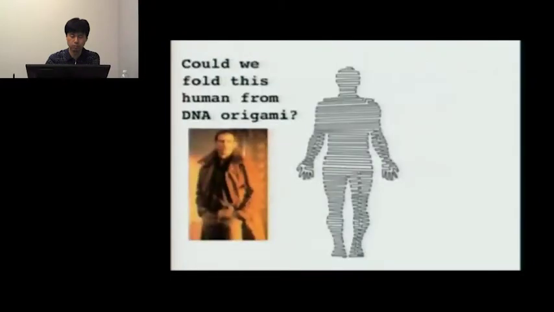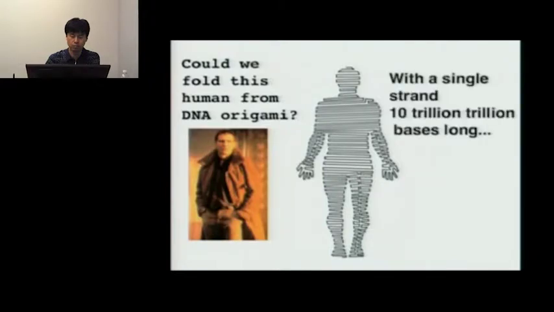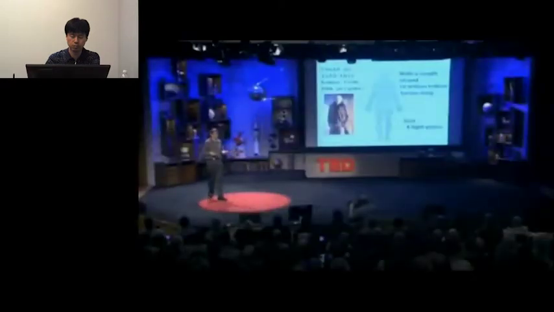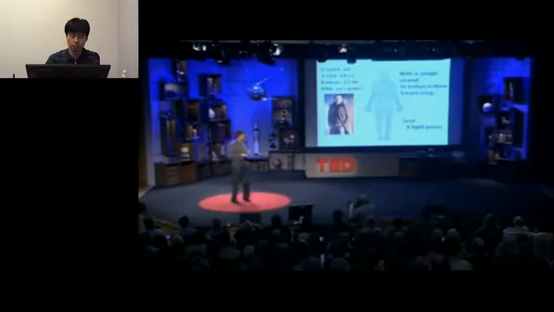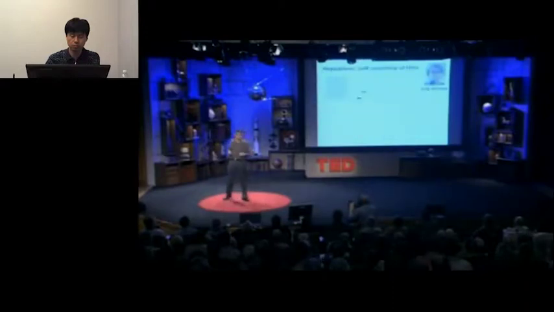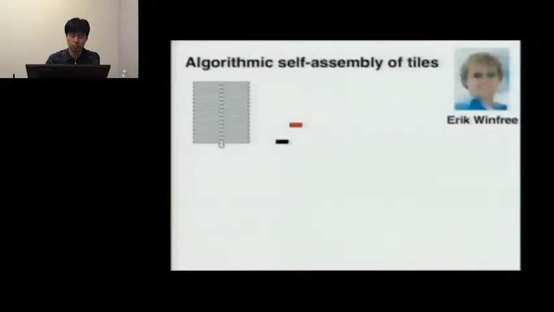So if you want to build a human from DNA origami, the problem is you need a long strand that's 10 trillion bases long. That's 3 light years worth of DNA. So we're not going to do this. We're going to turn to another technology called algorithmic self-assembly of tiles. It was started by Erik Winfree.